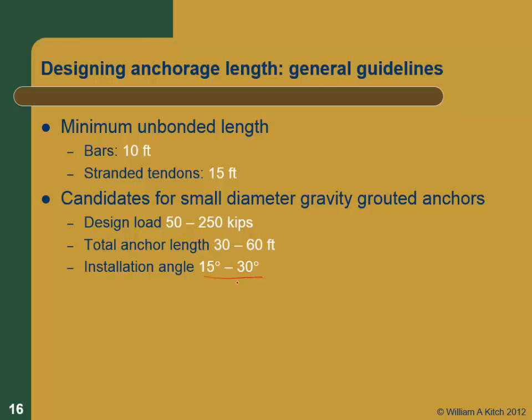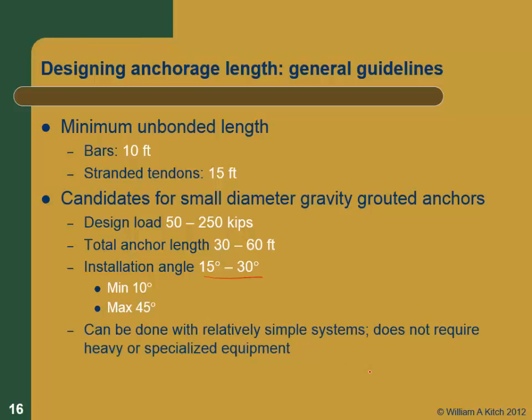You always want some angle on the anchor hole, because if you're using gravity grouting, you want to make sure the grout actually stays in the bottom of the hole. So generally 15 to 30 degrees. 15 is definitely, minimum is 10, but 15 to 30 is more common. Maximum is 45. These things can be put in with relatively simple systems and doesn't require as much sophistication.